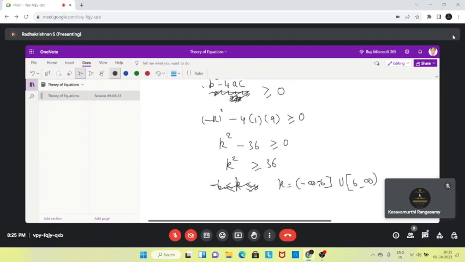Okay. See, k square greater than or equal to 36 means k should be less than or equal to minus 6 or greater than or equal to 6. Alternately you can write it as mod k greater than or equal to 6. So they have given that in option number 4, mod k greater than or equal to 6.